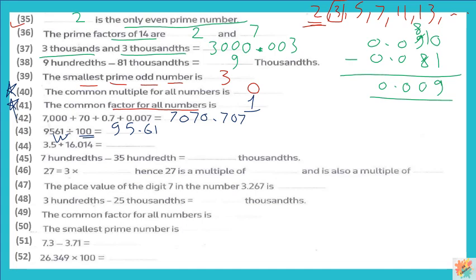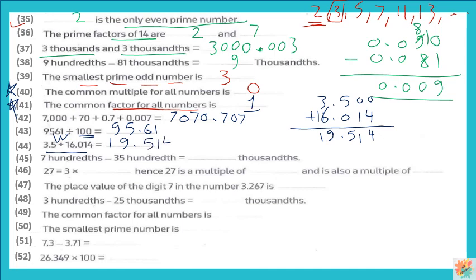Question number 44. You have these two numbers and I want to make plus, so put it under each other. 3.5 plus 16.014. Start to make plus. Put extra two zeros up. So 0 plus 4 equals 4. 0 plus 1, 1. Here it's a 5. 3 plus 6 it's a 9. And here it's 1. So the final answer will be 19 and 514 thousandths.